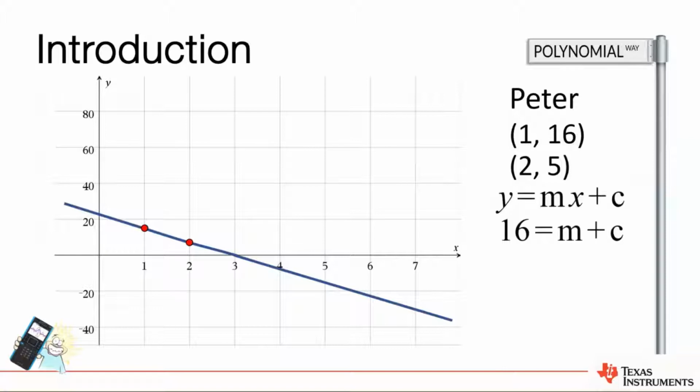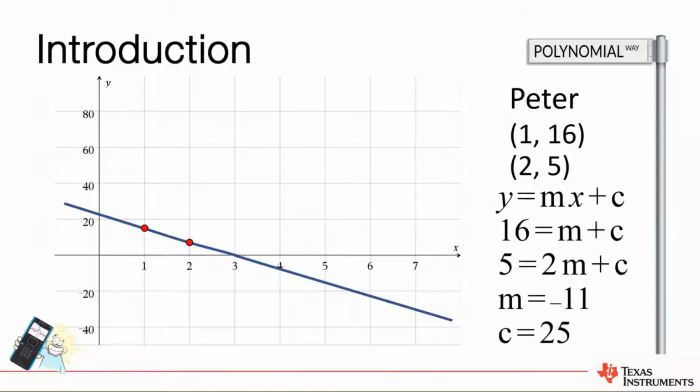And if I substitute in the first point for x equals 1 and y equals 16, we'd get a simple equation, 16 equals m plus c. Then, as I use the second point, (2, 5), I'd get another equation with the same variables, m and c, or parameters if you like. And now we're just solving some simple simultaneous equations, which would give us m equals -11 and c equals 27.